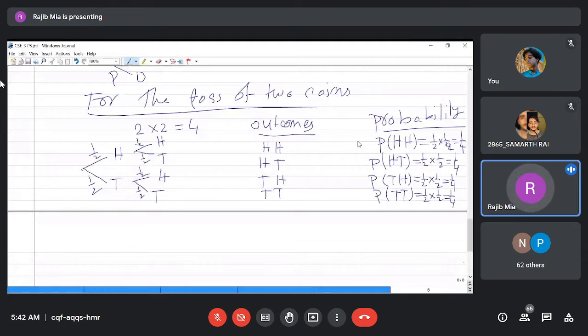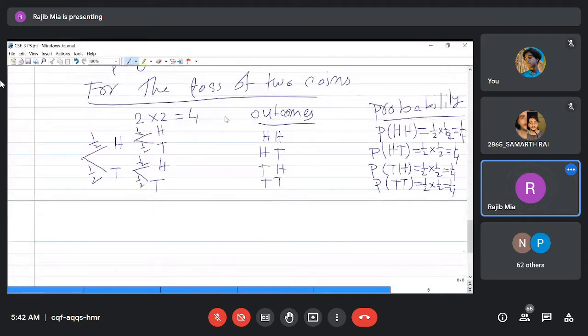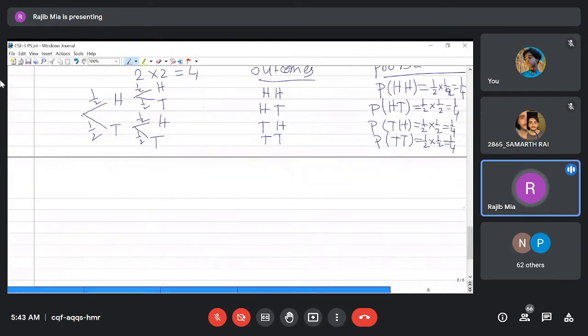In the second toss also there are two possibilities, head or tail. Suppose in the first toss you got head. Then head will have two branches, either head or tail. Then these outcomes will be head head, head tail. And suppose in the first toss you got tail. Then in the second toss there will also be two possibilities, head or tail. So tail also has two branches. These outcomes are tail head and tail tail.